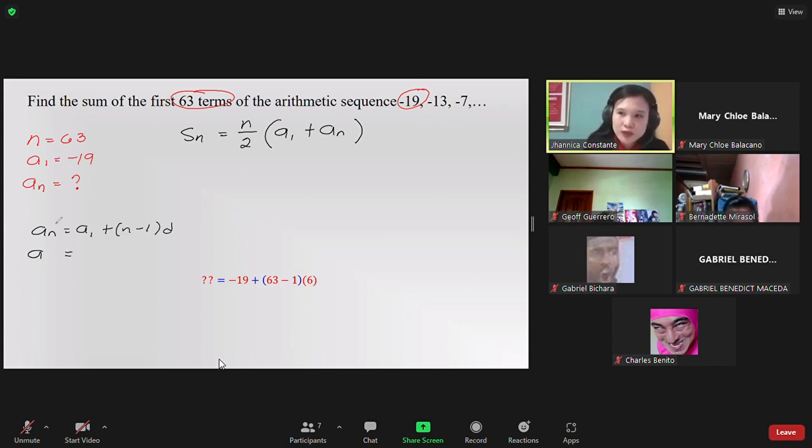Since we're solving for an, we have the value of the first term, which is negative 19, and we have the value of n, which is 63, minus 1, and our common difference based on our sequence is positive 6, since negative 13 minus negative 19 is equal to positive 6. So that is our common difference.